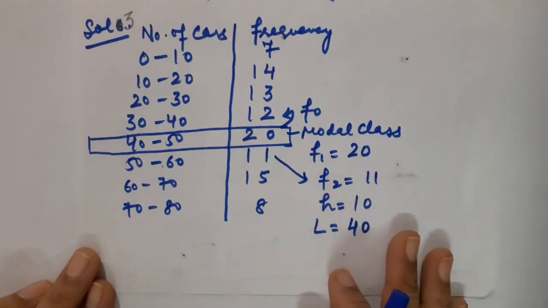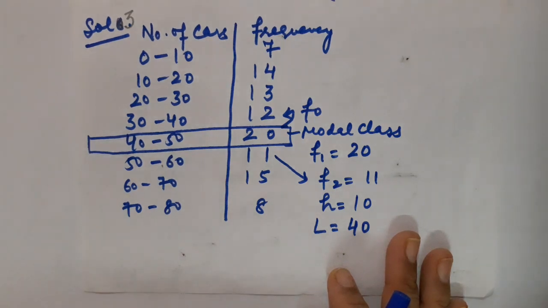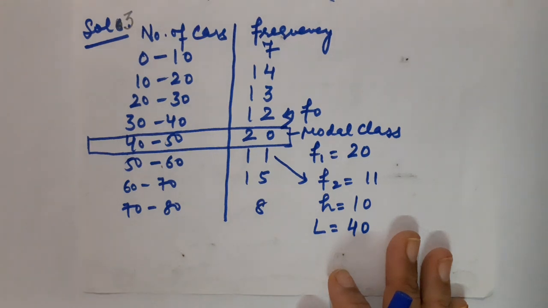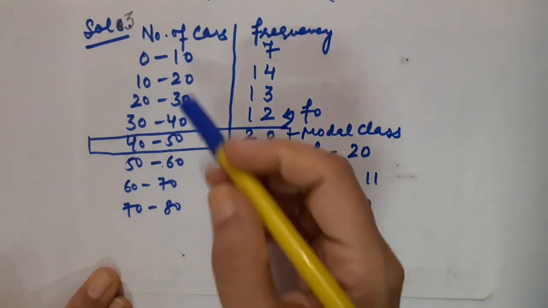Now children, I am going to begin with section B. That is 3 markers each. So question number 3, the statement I am reading: A student noted the number of cars passing through a spot on a road for 100 periods each of 3 minutes and summarized it in the table.